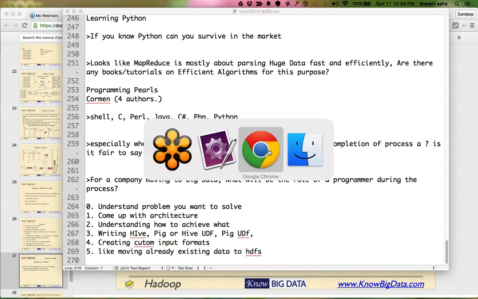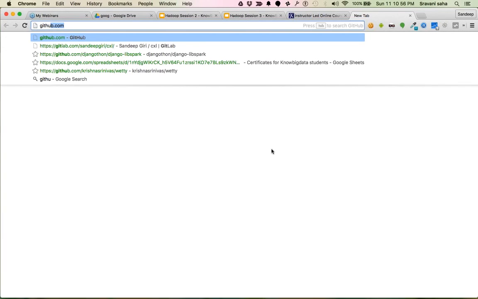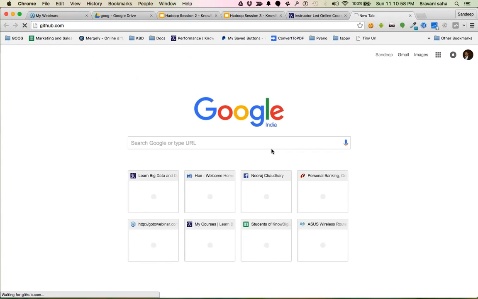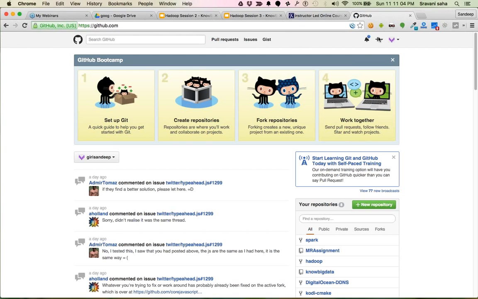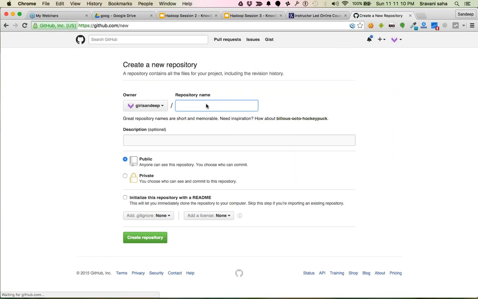So there is a website called GitHub. Randy is asking about GitHub. You can go here and create a project. After you have signed up, it'll ask you for a new repository. You can create a new repository, give it a name like KBD project, then choose public, and create the repository.